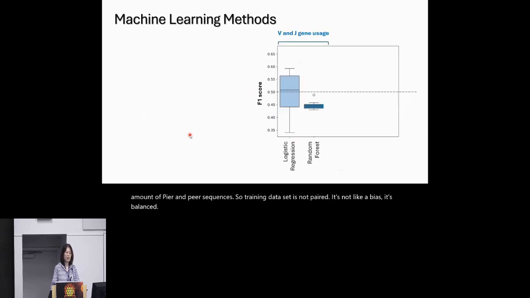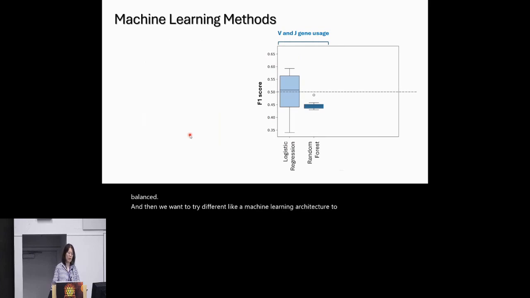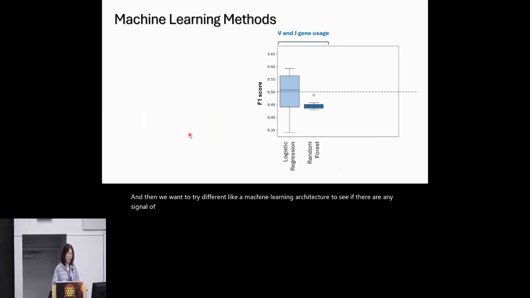And then we wanted to try different machine learning architectures to see if there is any signal of the heavy-light chain pairing. So first, we just used very simple input information. We just encoded all the V and J gene usage and input it into basic machine learning model architectures, such as logistic regression and random forest. As you can see, the F1 score is around 0.5, which means that the model cannot distinguish the paired heavy-light chains from the unpaired ones.